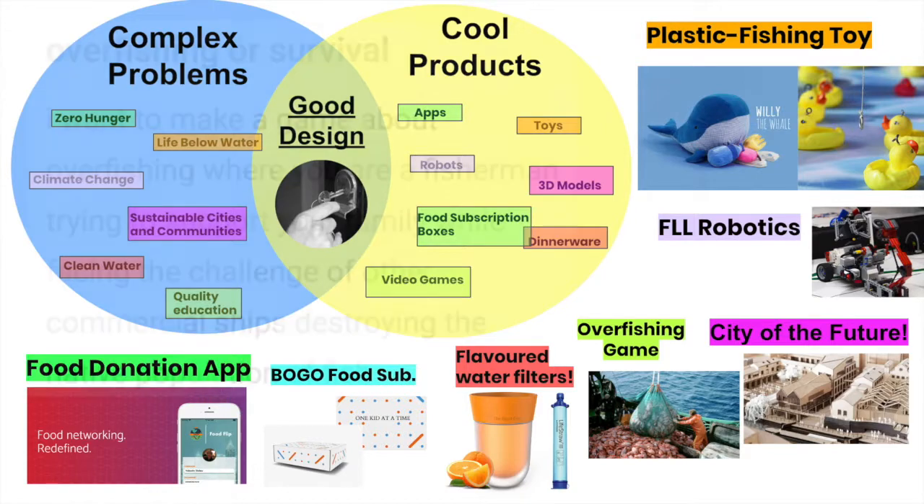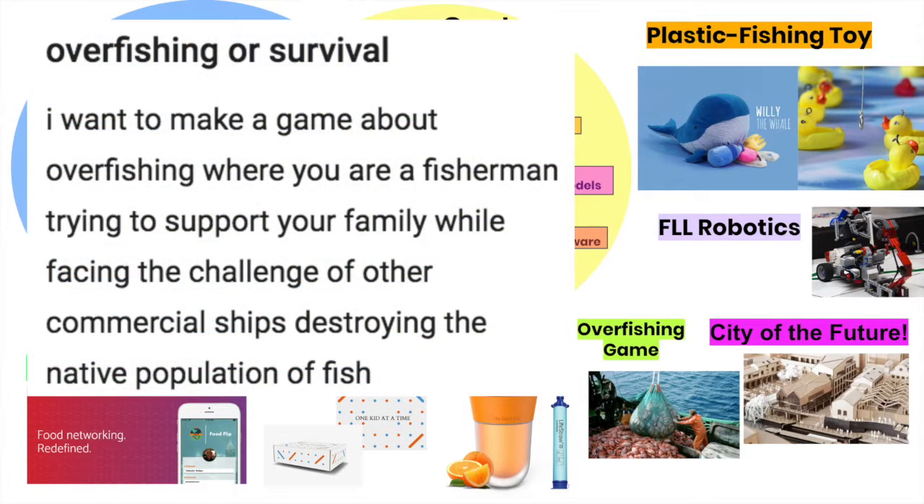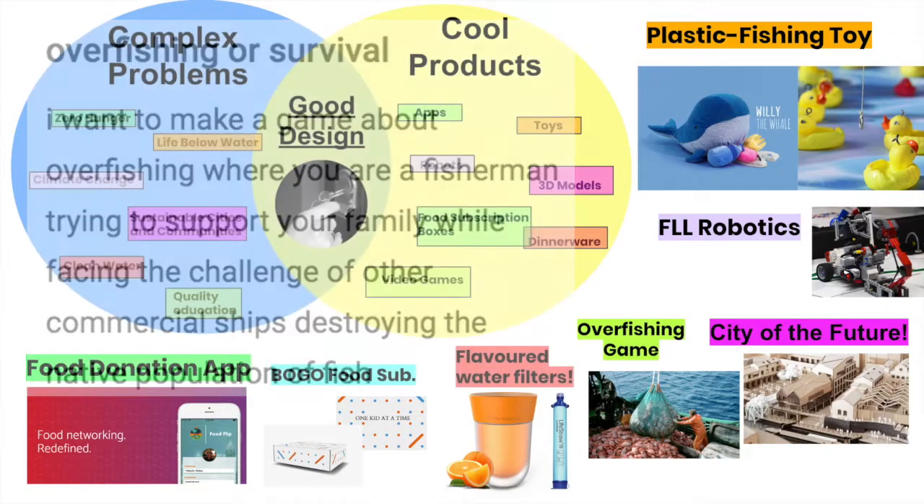And then this is what one kid wrote. And this is a grade 6, so someone who just turned 11. Her thing was overfishing, or maybe a survival game, but the overfishing game. "I want to make a game about overfishing where you're a fisherman trying to support your family while facing the challenge of other commercial ships destroying the native population of fish." I was kind of blown away by this student's response. It was really a complex and serious issue which she wants to explore through the game. So I thought that was pretty cool.